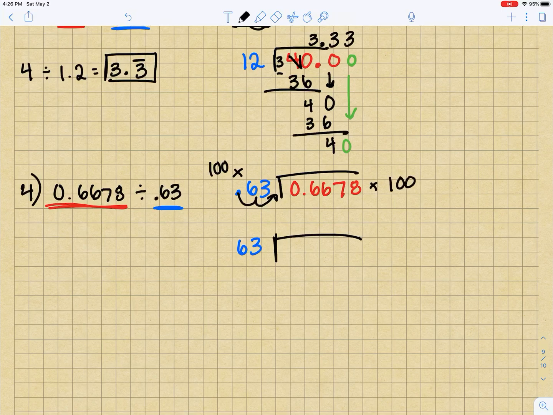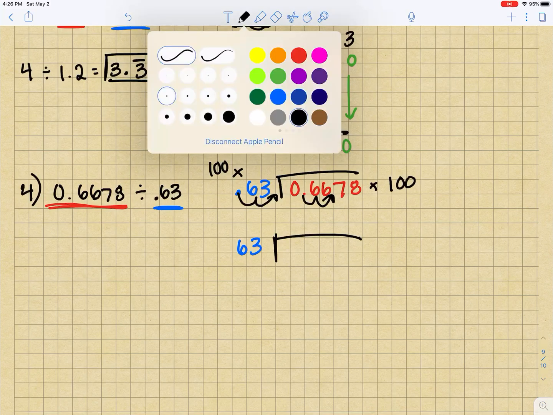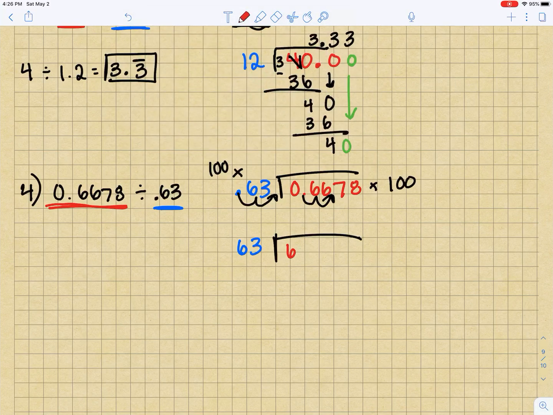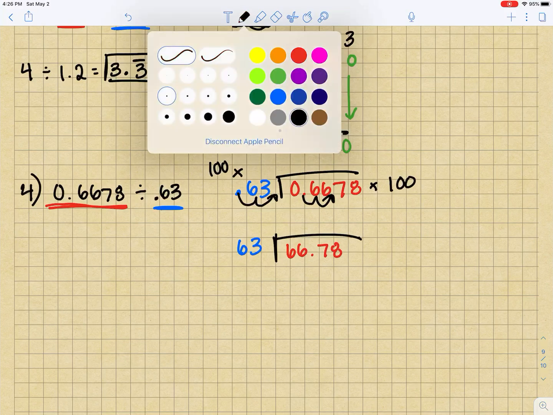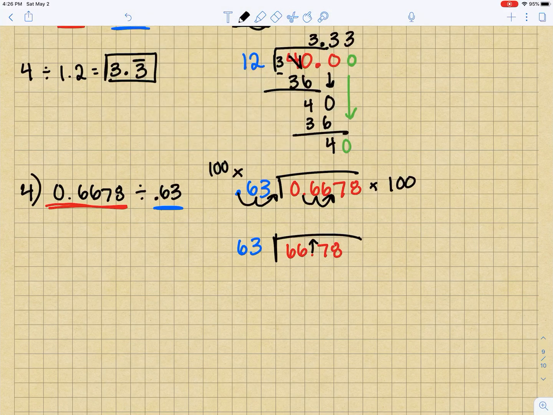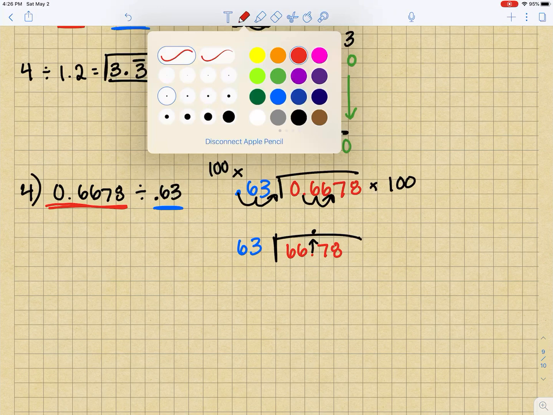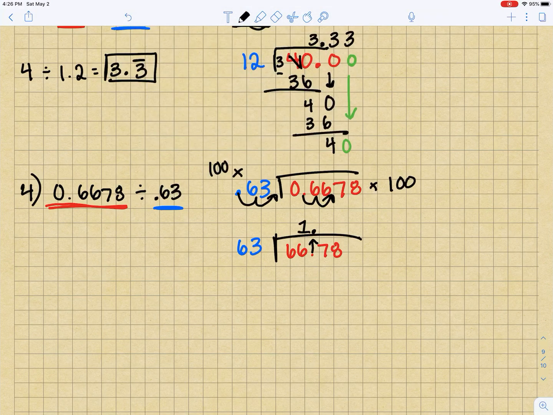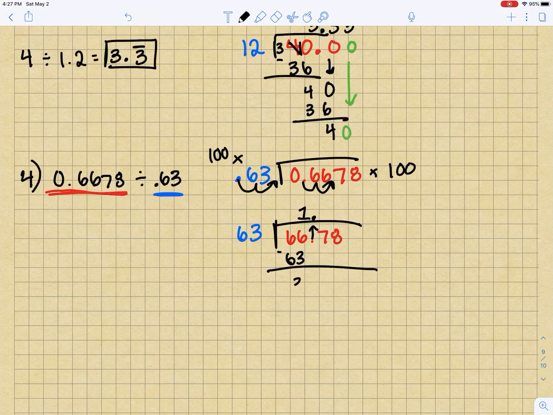And it behaves the same way. We just move the decimal over 2 times. So now, underneath the long division symbol, I have 66 and 78 hundredths. My decimal just floats straight up. And here we go. All right, 63 goes into 66. How many times? I think we can safely say 1 time. 1 times 63 is 63. Let's subtract. 66 minus 63 is just 3.